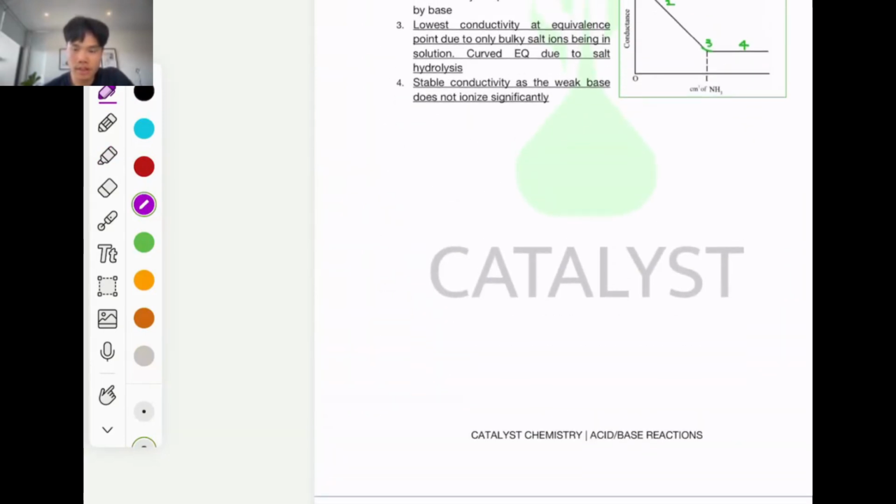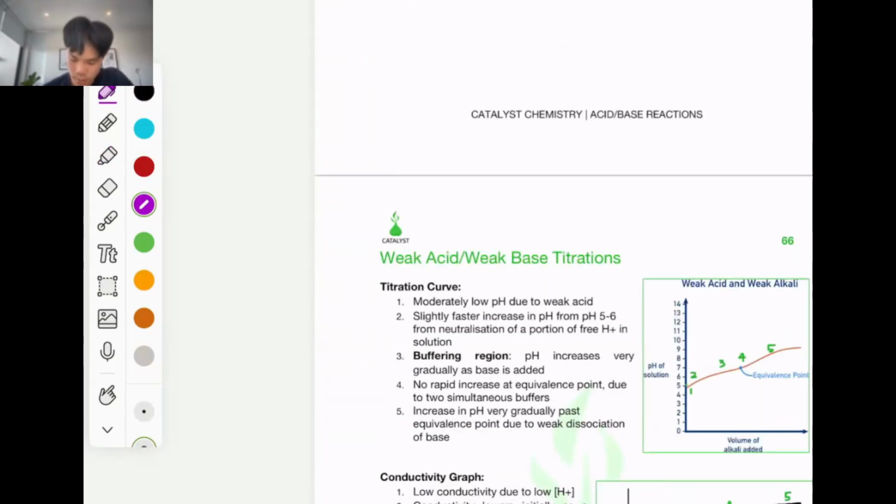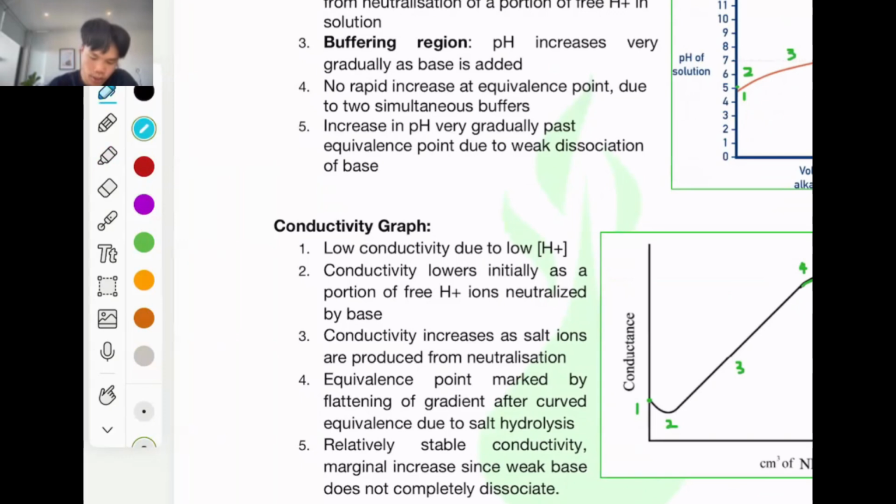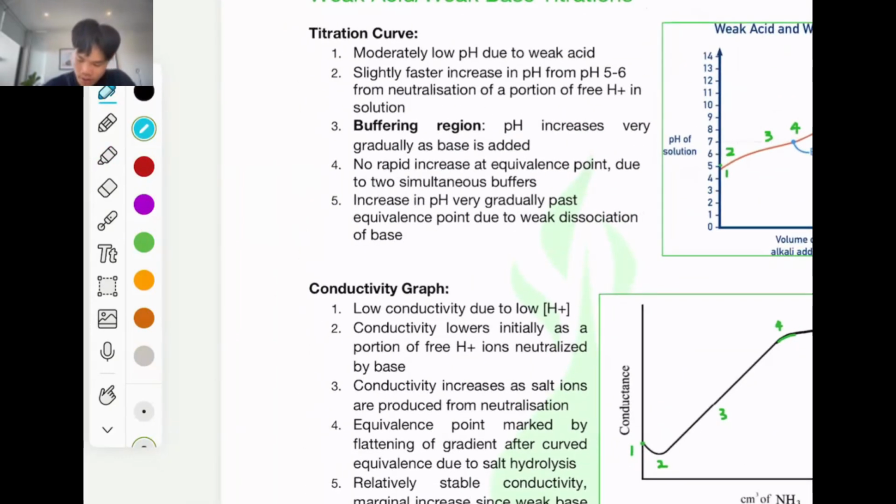Can you please go over the last curve? Yes, absolutely. This one? Yep. So for a weak acid, weak base titration, you have 5 key points. You have the starting concentration, where if you have a low conductivity, it's due to in this case, the acid being weak. It only partially ionizes, and so you don't have much H plus or A minus.